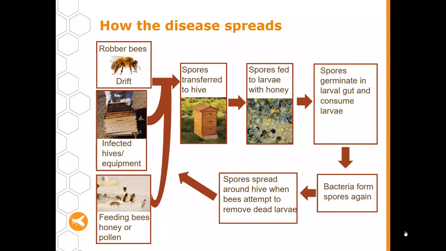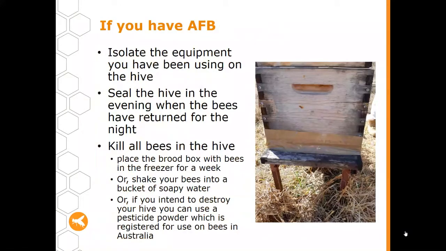If you have AFB, or you suspect you do, the first thing to do is to isolate any equipment that you've been using on that particular hive that you suspect might be diseased. If you do go and use them on another hive, that hive may become infected.